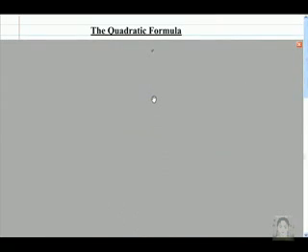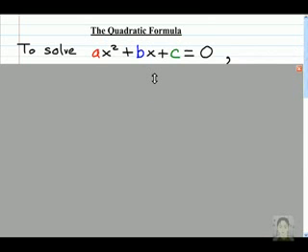Hello and welcome. This is a lesson on the quadratic formula. First of all, the quadratic formula is used to solve any quadratic that is in standard form. That is, ax squared plus bx plus c must be equal to 0.